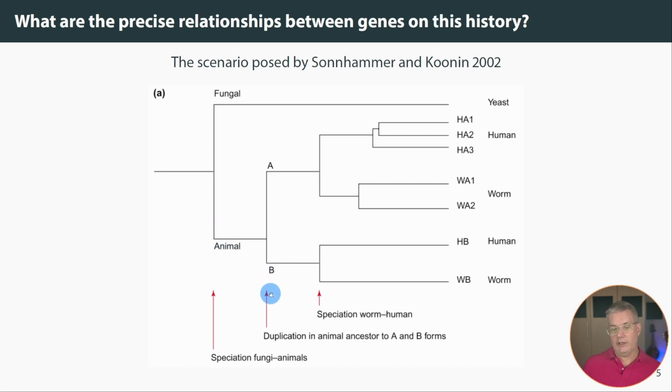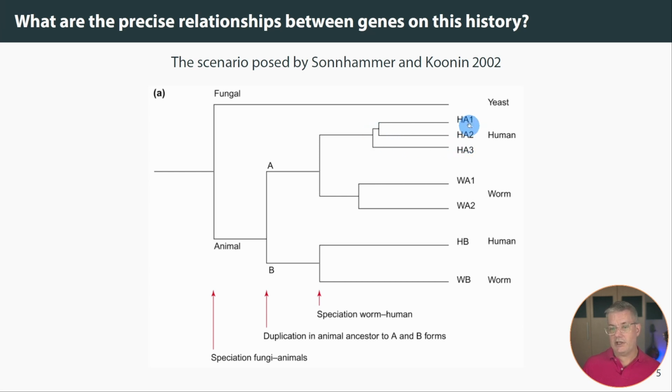And then in the animal lineage, maybe there's a duplication that leads to paralog A and paralog B. Then we see a speciation. In this particular case, this is the lineage that leads towards worm and the lineage that leads towards human. And we see later more duplications. So what are the relationships of these? We can say certainly that HA1, HA2, and HA3 are paralogs. They're all duplicated, and we can see they're all duplicates of the ancestral gene HA.